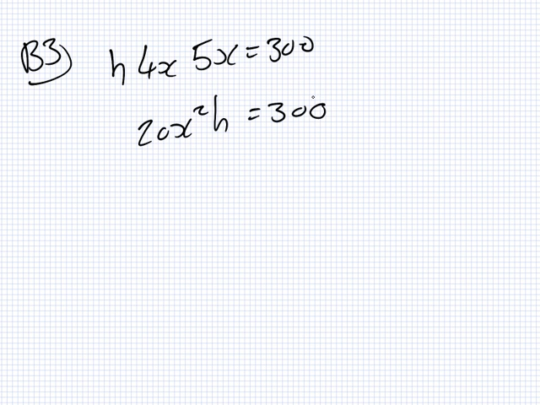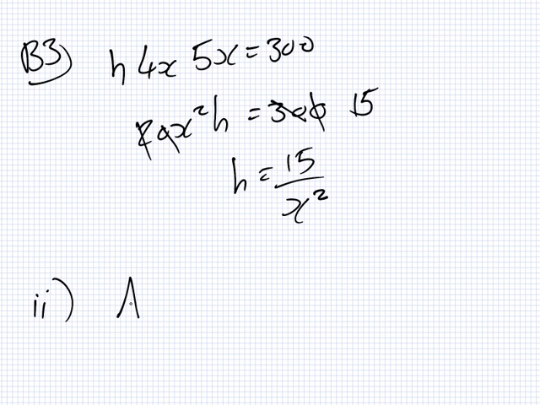Find H in terms of X. And you know the volume is 300. So H times 4X times 5X equals 300. So 20X squared H equals 300. That's a 15. H equals 15 over X squared, yeah? Yeah.